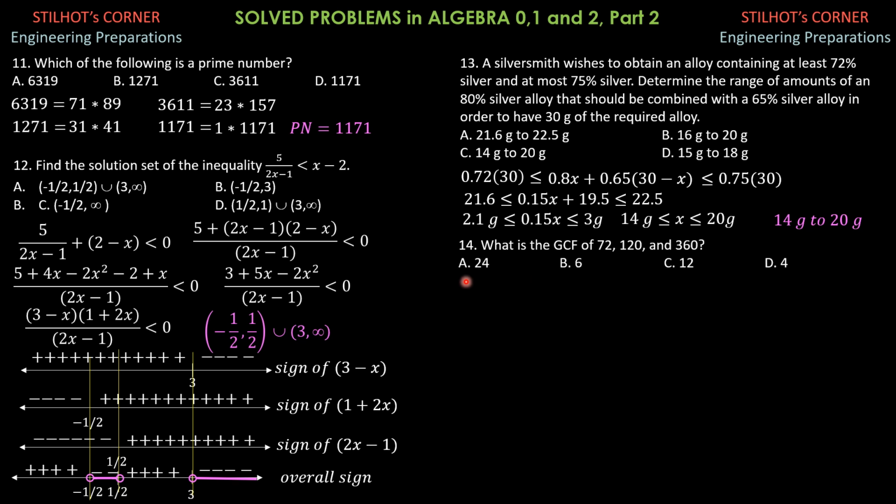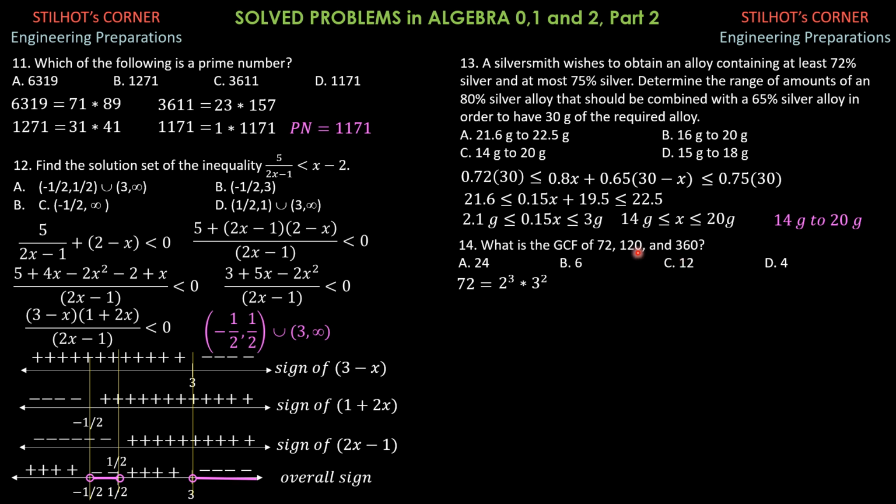14. What is the GCF of 72, 120, and 360? So the technique is we factor completely each, then we obtain the product of common factors with least exponent. So 72 is 24 times 3, or 8 times 9, so 2 cubed times 3 squared.